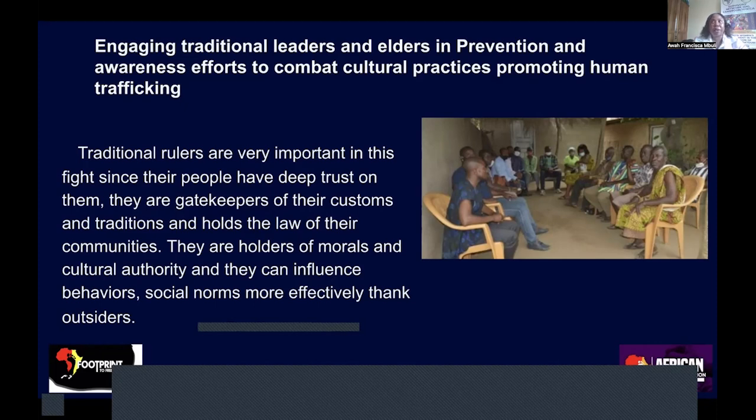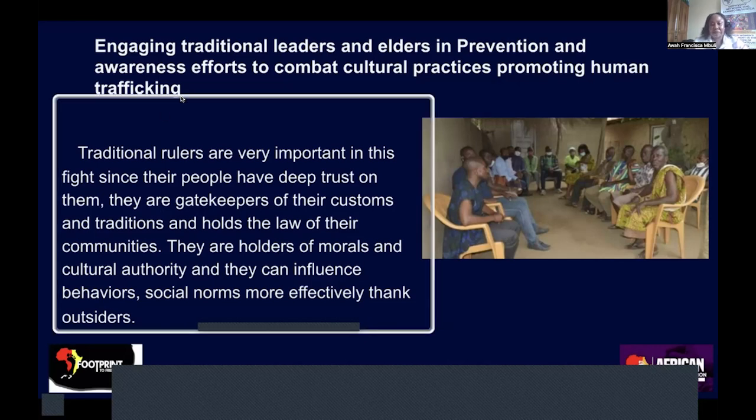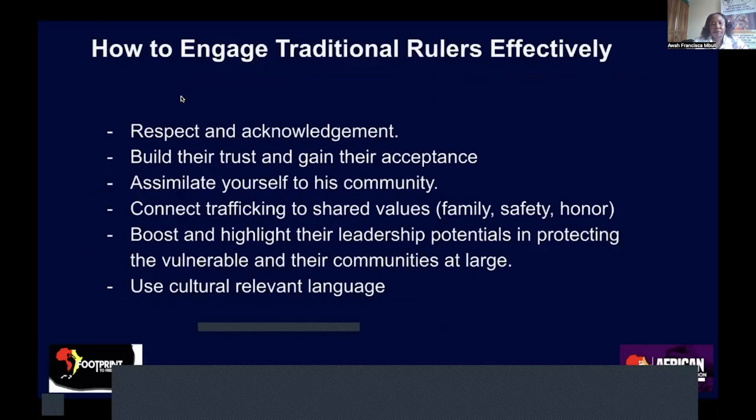That's why often, in a practical way, when we go out in our communities to raise awareness, we start at the chief's palace, because he is the one who will accept us and grant us access to his community. When we start with him and he accepts us, then we know that we are good to go. Next slide. And this is so important that we want to go ahead and explain how we can best engage these traditional rulers effectively. I actually just highlighted some by explaining that as a preventive method: respect and acknowledgement.